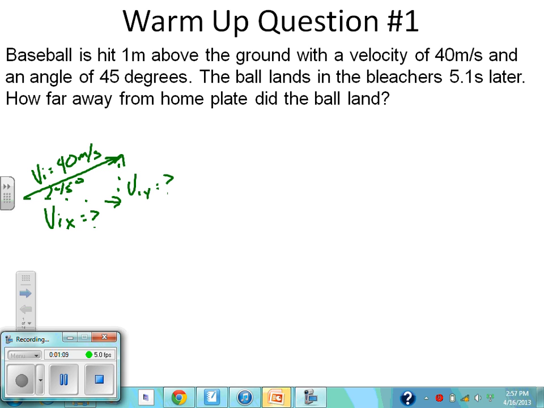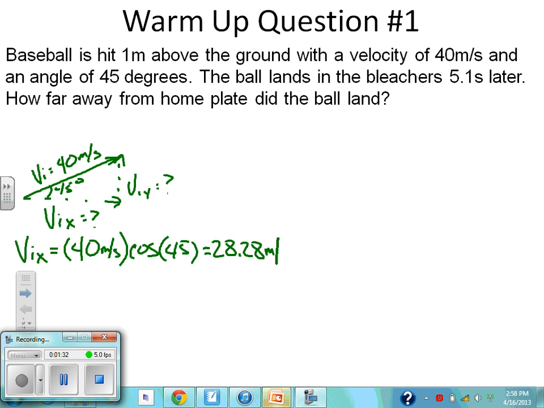Okay, so in order to find our Vix, this is a review, so hopefully you remember. Since it's on the bottom, that'll be the cosine. So 40 meters per second times the cosine of our angle, which is 45 degrees. And that should give us a value of 28.28 meters per second.